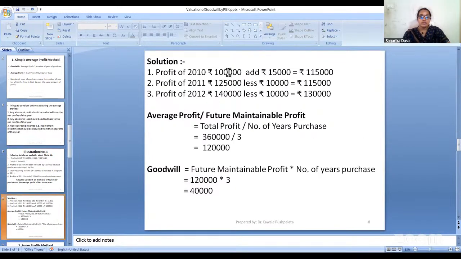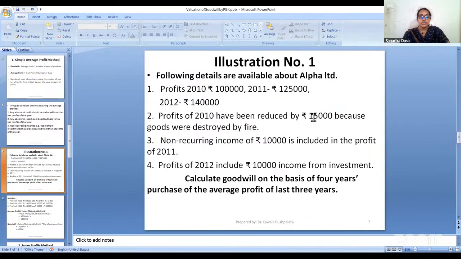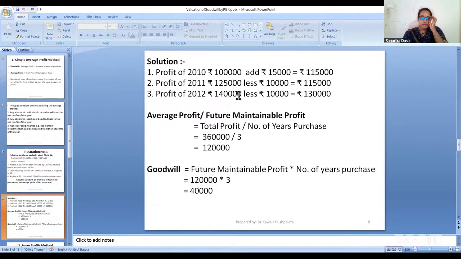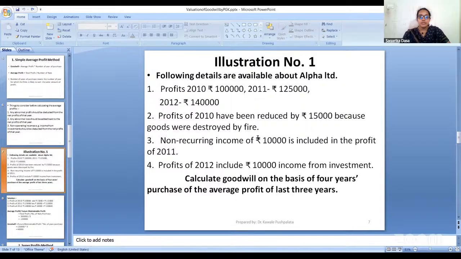For 2010, 1 lakh, add 15,000. Why are we adding 15,000? Because 15,000 was destroyed by the fire. Now it is 1 lakh 15,000. Then 1 lakh 25,000 minus 10,000 is 1 lakh 15,000. 1 lakh 40,000 minus 10,000 is 1 lakh 30,000. So you see here, this 15,000 we have added.